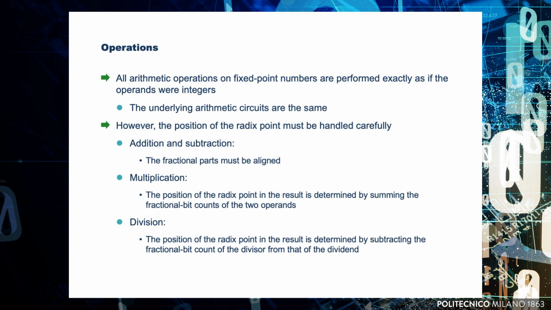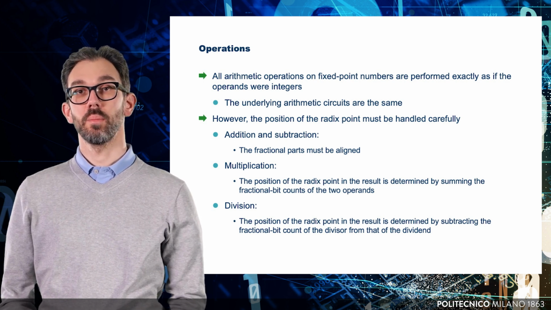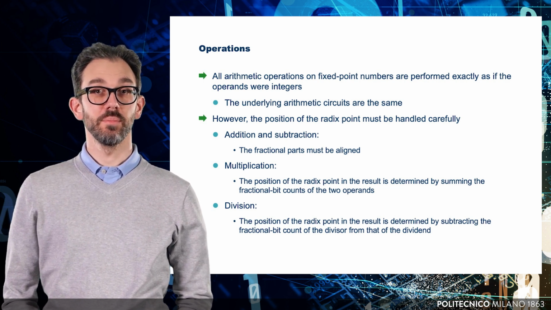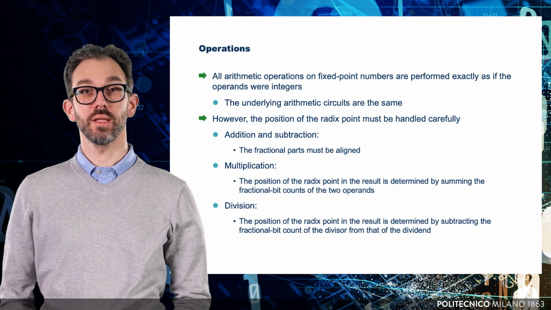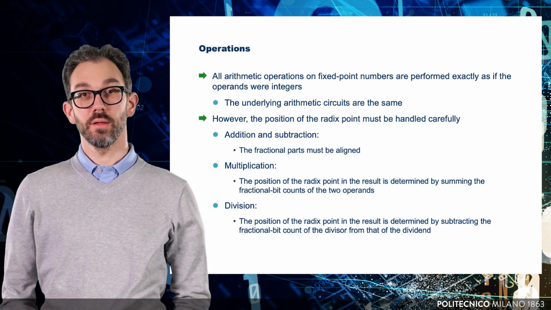All arithmetic operations on fixed point numbers are performed exactly as if the operands were integers. Therefore, the same arithmetic circuits can be used. The only aspect that must be carefully considered is the implicit position of the radix point. For addition and subtraction, the operands must share the same radix point alignment in order for the operation to be valid. For multiplication, no prior alignment is required.